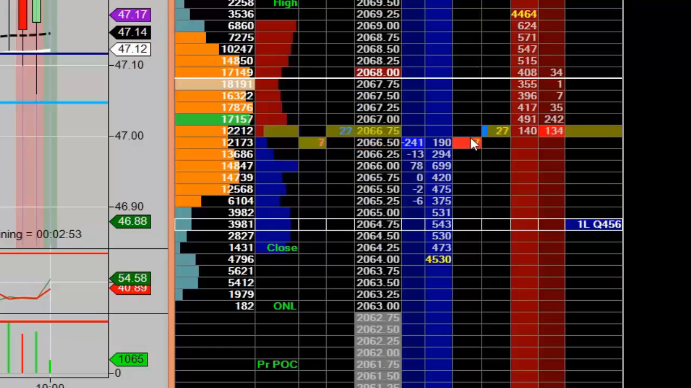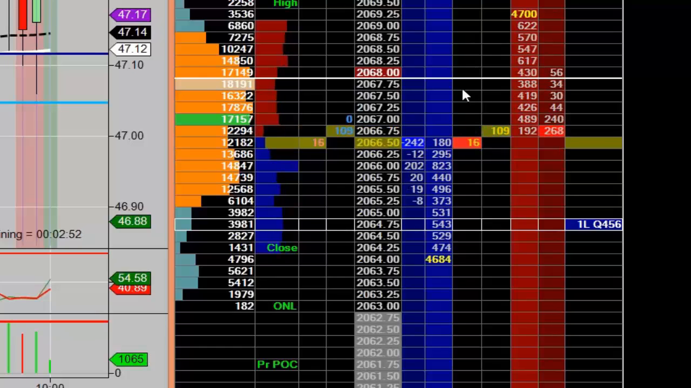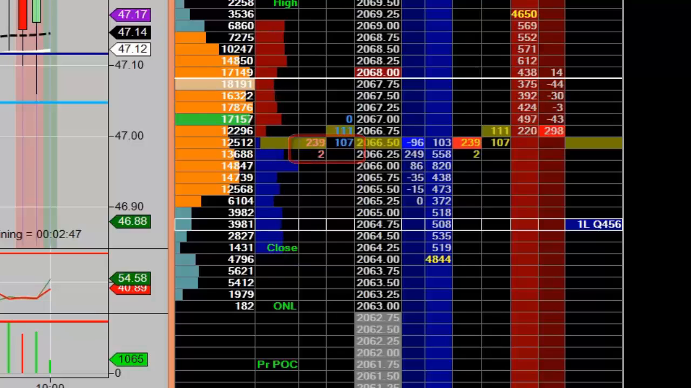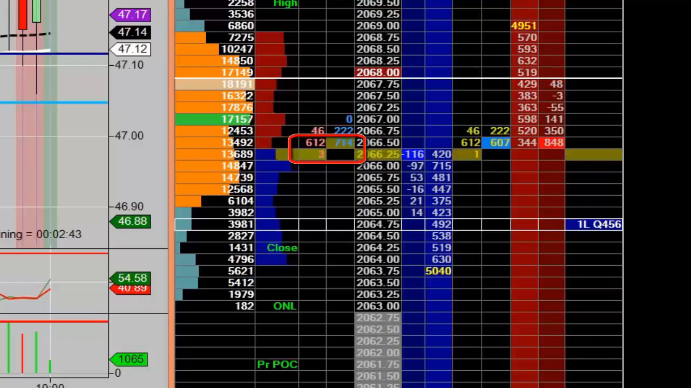I didn't like that action there. You see it kind of thrust down. Also look at the bid and offer of 66.25 and 50 and the volume that comes out there.